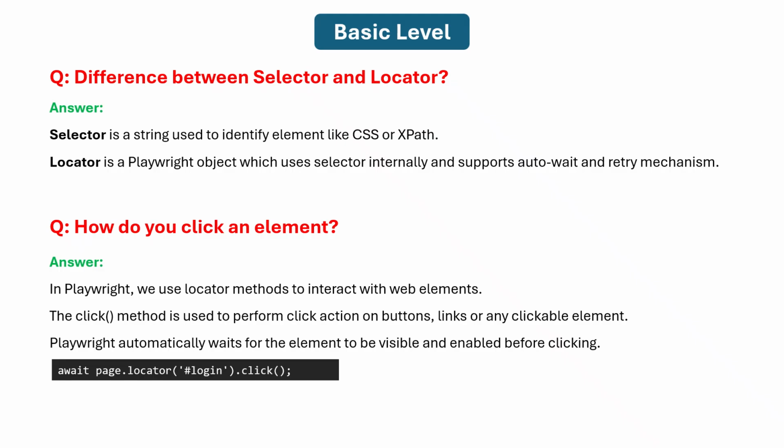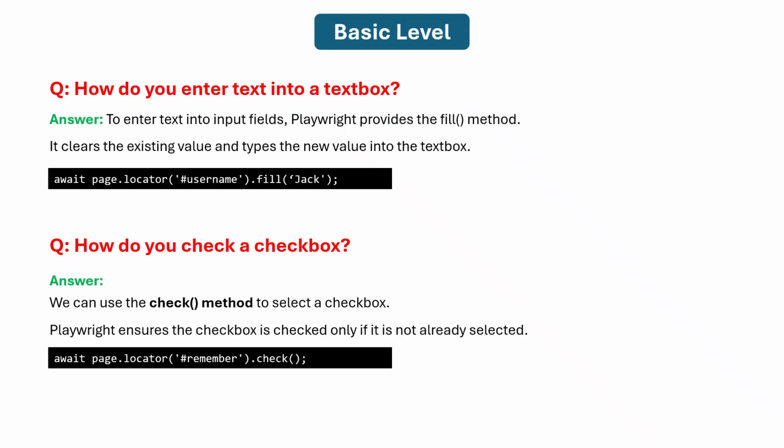How do you click an element? In Playwright, we use locator methods to interact with web elements. The click method is used to perform a click action on buttons, links, or any clickable element. Playwright automatically waits for the element to be visible and enabled before clicking. How do you enter text into a text box? To enter text into input fields, Playwright provides the fill method. It clears the existing value and types the new value into the text box.